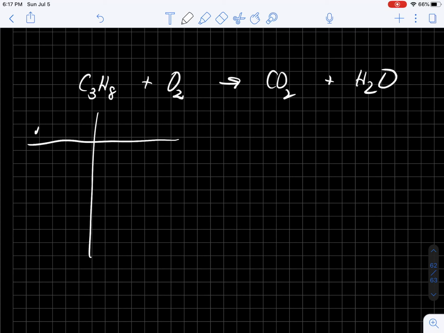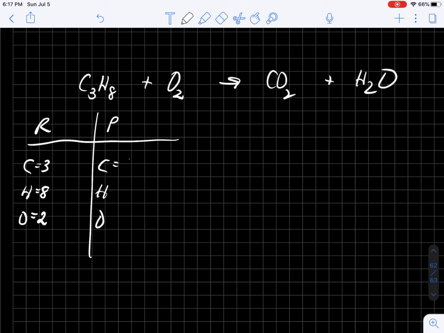Another trick. Suppose you have a reaction like this. And we're going to react that propane with oxygen. We're going to produce carbon dioxide and water. Alright, so we set up our inventory. Reactants, products. Carbon, hydrogen, oxygen on both sides.